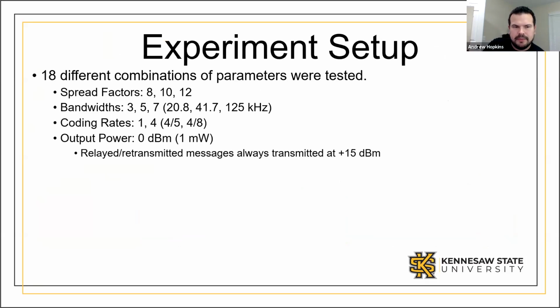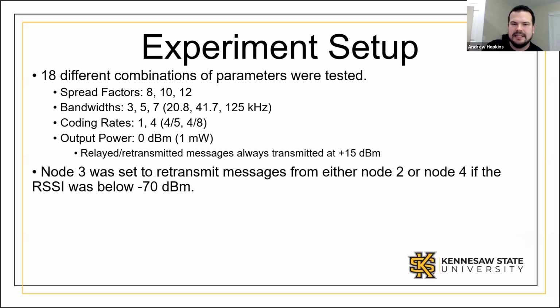So during my experiment, I set up to run through 18 different combinations of parameters. I used 3 different spread factors, 3 different bandwidths, 2 different coding rates, and the output power is set to 0 dBm. However, if a node had to retransmit a message, it was going to use 15 dBm. This was done because if a node identified that it needed to retransmit a message, obviously it needed to make sure it's getting there with the most power, because we want to minimize the amount of messages being retransmitted.